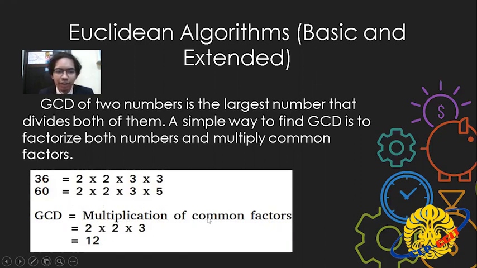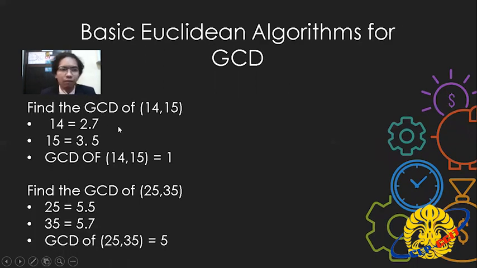So the multiplication of common factors: we have 2 and 3. We put 2 and 3 because 36 has two 2s and two 3s, and 60 has two 2s and one 3. For 60, we have only one 3 and one 5, so we don't include the 5, and we just include one 3. We put two 2s because both have two 2s. So we have 2 times 2 times 3, which equals 12.